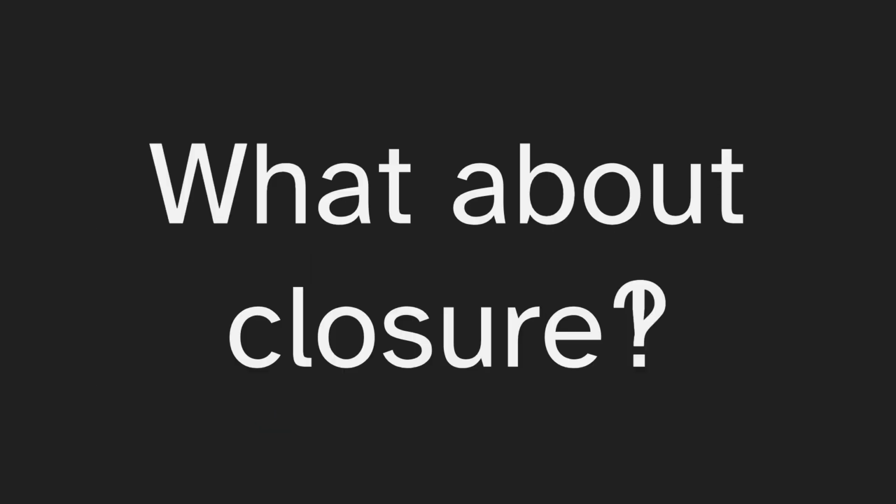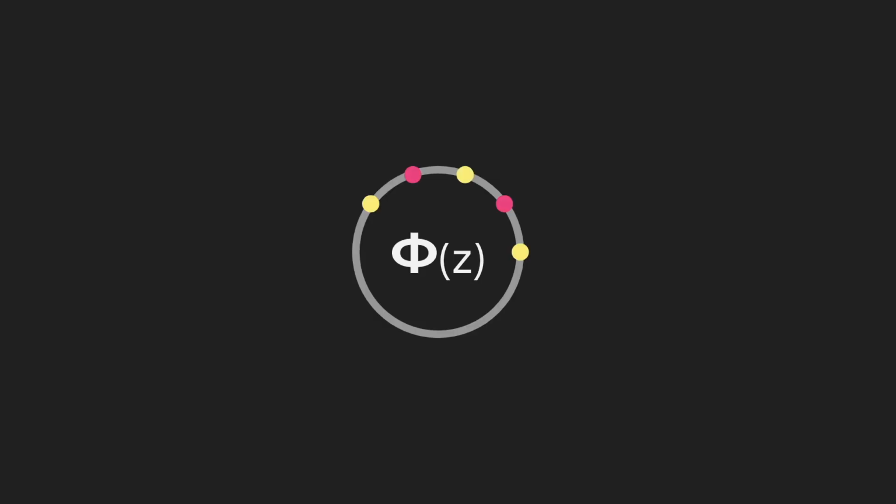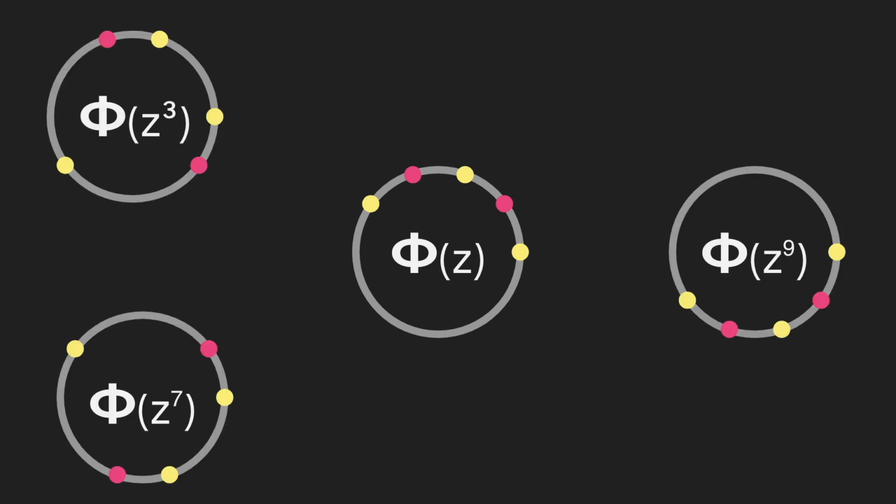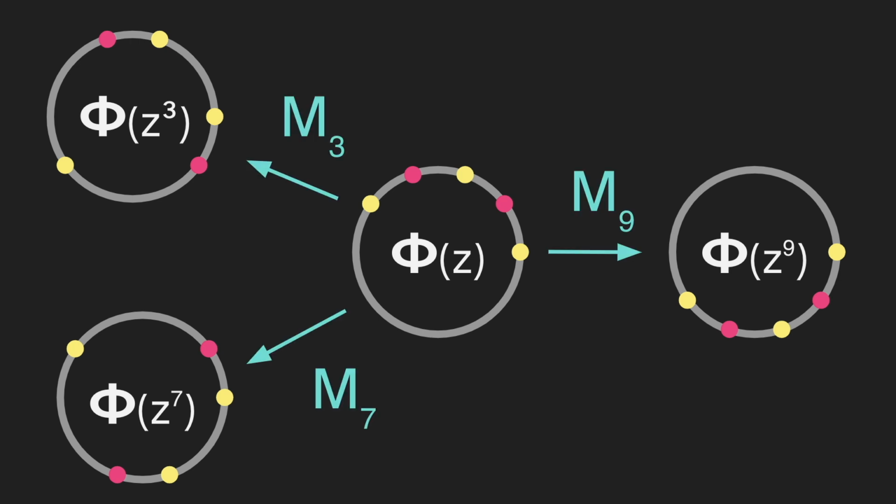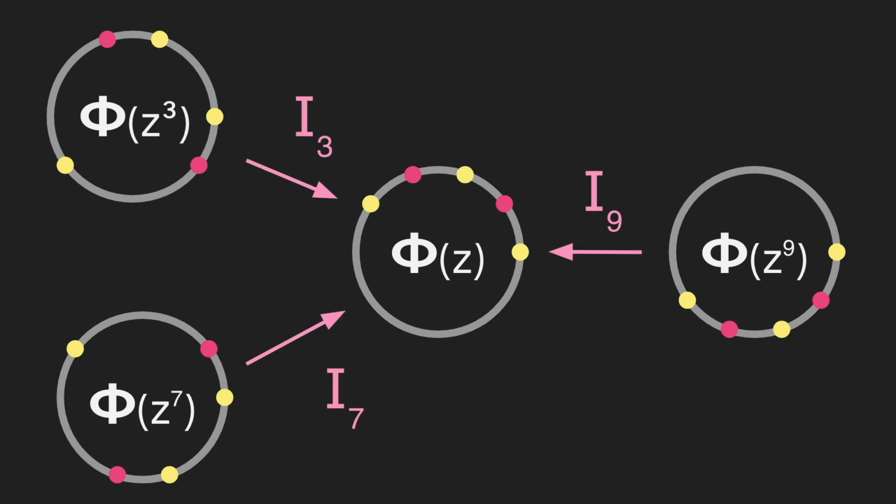What about closure? I brought up this topic at the start of the video and haven't readdressed it. So let's go back to that. Returning to the 10th roots, we have this set of points from phi of z. And then we had these other three sets of points. And we found these modifiers that allow us to go from the middle to one of the other sets. But maybe a question is, can we go back? Are there some inverse polynomials, I for inverse, that will take us from a set back to phi of z?